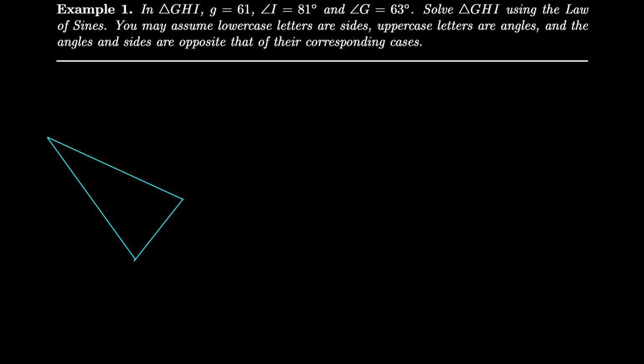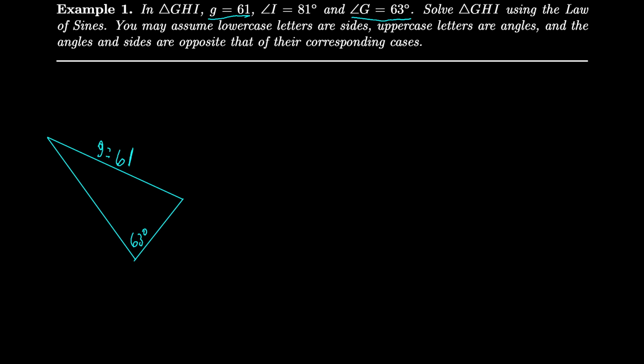So let's label everything. I know that side little g is 61. Pick one of these sides to be 61. This one is 61. So this is g equals 61. I'm going to label that. And I know that angle G is 63 degrees. Well, angle G is opposite little g. That's what it says. Angles and sides are opposite their corresponding case. So lowercase g is here, so uppercase G has to go right here. That's what we're going to do. So uppercase G was 63 degrees. So we know that this is 63 degrees.